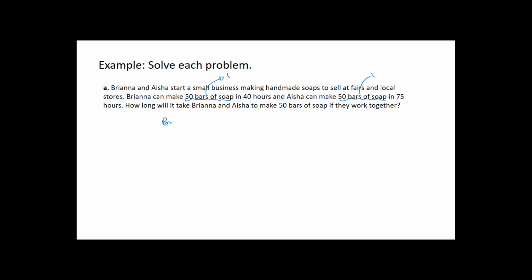And what we know is that Brianna's rate plus Aisha's rate should equal their combined rate. And remember, rate is defined to be the work done divided by time, but our work done is just 1 divided by time. So Brianna's rate, she can make 50 bars of soap in 40 hours, so her rate is the one job divided by the time, which is 40, plus Aisha's rate. She can do the job in 75 hours, so that's 1 divided by 75. And we don't know how long it will take them to work together, so we're going to let T equal their combined time. So the combined rate will be 1 divided by the time T it takes for them to work together.